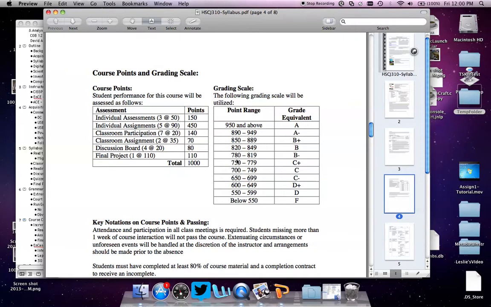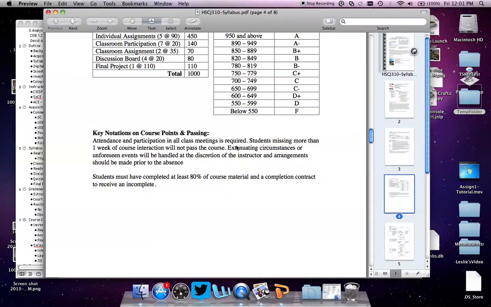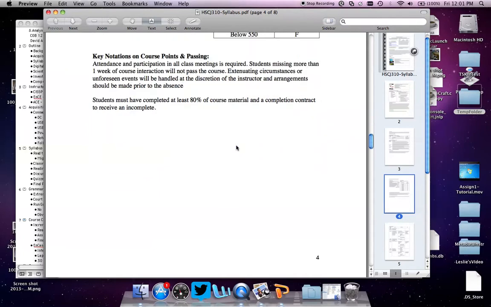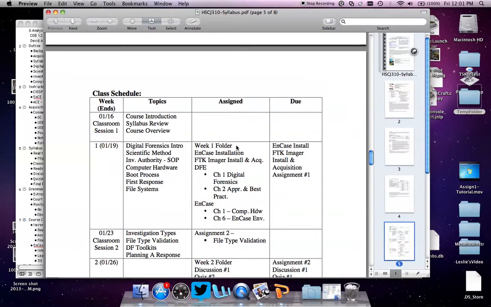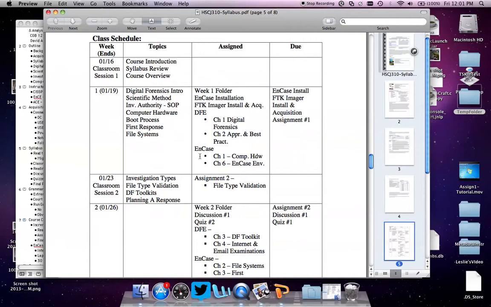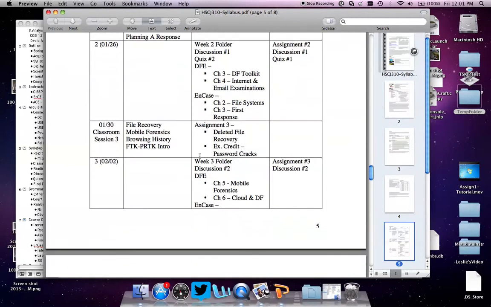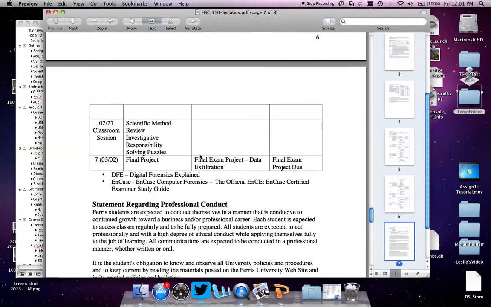The point breakdown is on the right-hand side, and it is important to note that you cannot miss more than 1 week of class. And you must have completed 80% of the course material to even be able to complete a contract to receive an incomplete. From a weekly schedule perspective, it moves pretty fast. I've outlined here the classroom session and generally what we cover, and then the weekly work and what you should be working on for that particular week. I'm not going to read these individually. That's your responsibility, and you should be using this to plan how you're going to work.